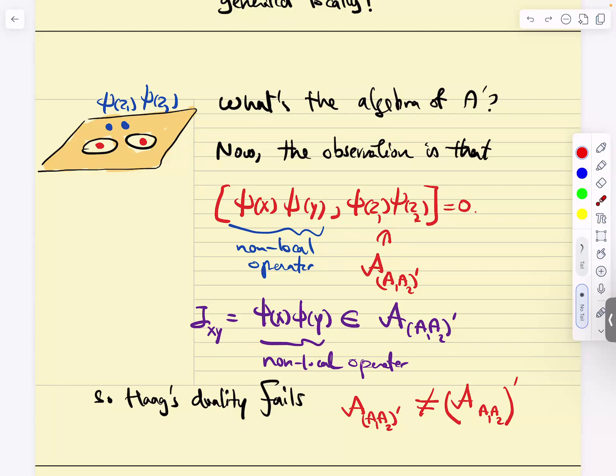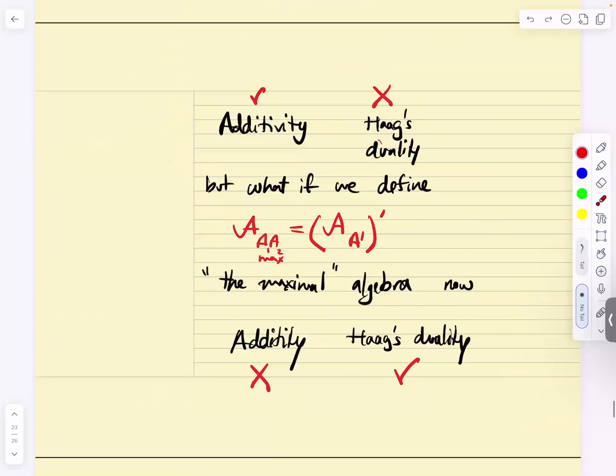Good. This is, let's use this notation, I_XY. So then you might say, oh, I'm going to fix duality. How are you going to fix it? You say, well, I stuck to additivity. I saw duality fails. I don't like that. Let's just let go of additivity and make Haag's duality work. You can do that. Define the algebra of A12 as A12 prime prime. You just by definition do that. And what does that mean? What that means is that you define a maximal algebra associated to these two regions. Why is it maximal? Because it has to be maximal. It has something on top of the additive. So this way additivity fails, but Haag's duality is good.